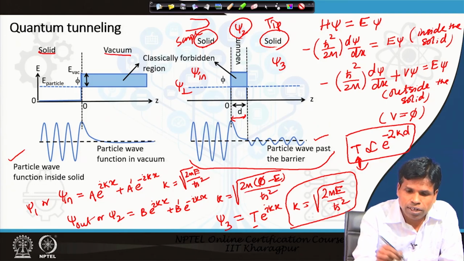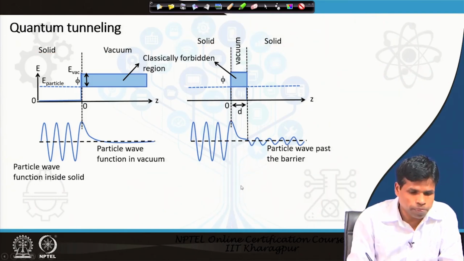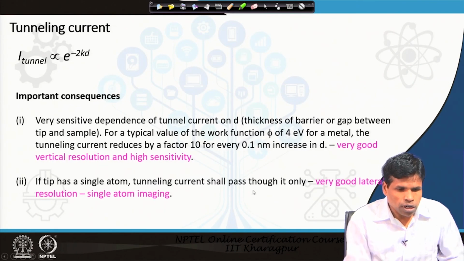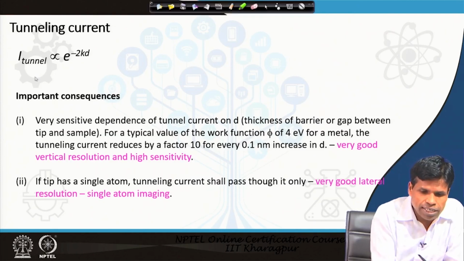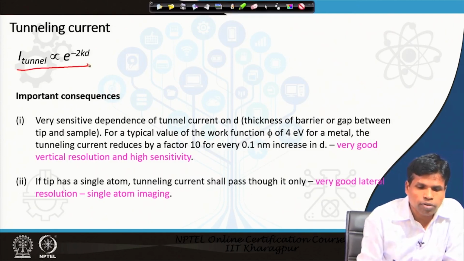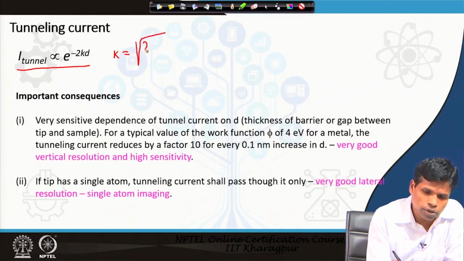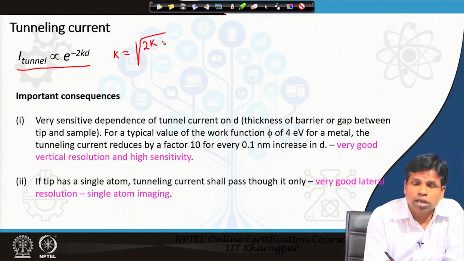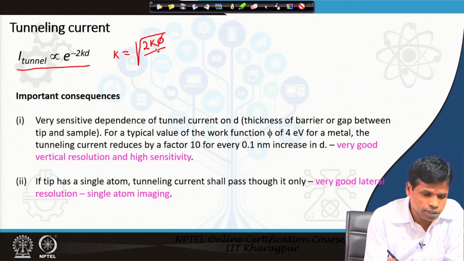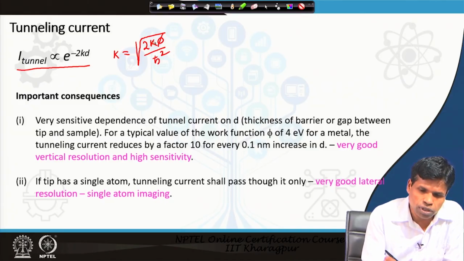Therefore, we can say I tunnel is proportional to exponential minus 2 k d, as I described previously. k is root over of 2m phi by h cross square. Sorry, it is not 2k, it is 2m.